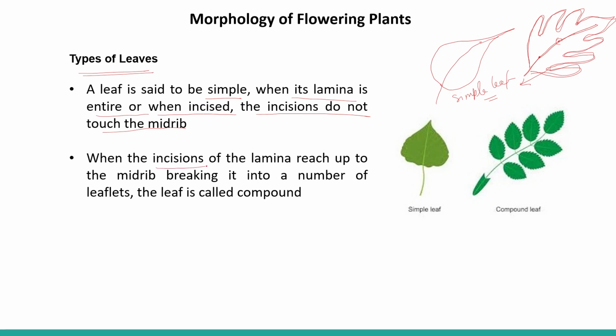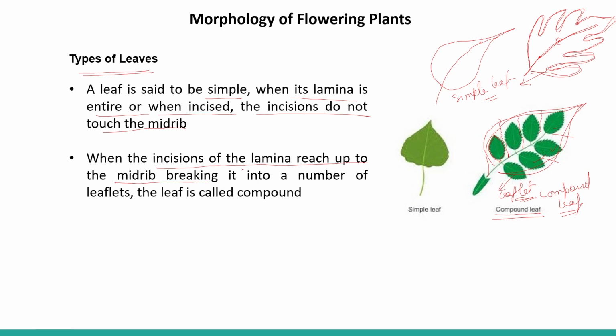But when the incision of the lamina reaches up to the midrib, here you can see this is one leaflet. Actually, this compound leaf was earlier like this only, that is, in one leaf. But later the incision occurred here, here, here, and this incision touches the midrib region. And later this formed a small leaf-like structure which is now called a leaflet. So there are a number of leaflets, but actually this whole thing is called one leaf, and such a leaf where a number of leaflets are present is called a compound leaf. It is called a compound leaf because there are many leaflets.